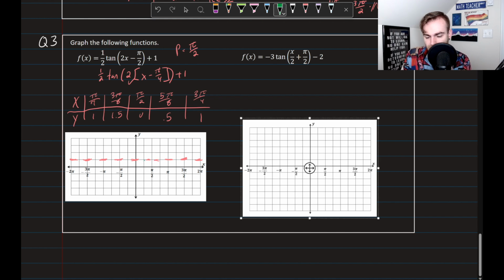So at pi over 4, we have 1. At pi over 2, we have an asymptote. At 3 pi over 2, we have 1 again. In between the 1 and the asymptote, we have 1.5. And in between the asymptote and 1, we have 0.5. We're going to repeat that. It's unfortunately going to repeat a lot, but it follows a pattern, so that is always very nice to see.